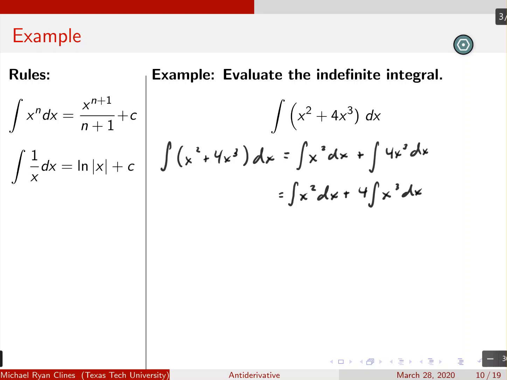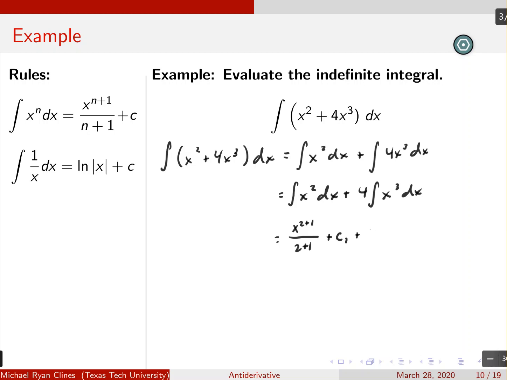Now we want to use this guy. We want to use the power rule. And so this first integral, well, we have x squared. So in this case, n is equal to 2. So we're going to rewrite this as x to the 2 plus 1 over 2 plus 1. Now we need to add that integrating constant, or our houseboat, as we called it in the last video. But I don't want to use a bunch of c, so I'm just going to call this one c1.